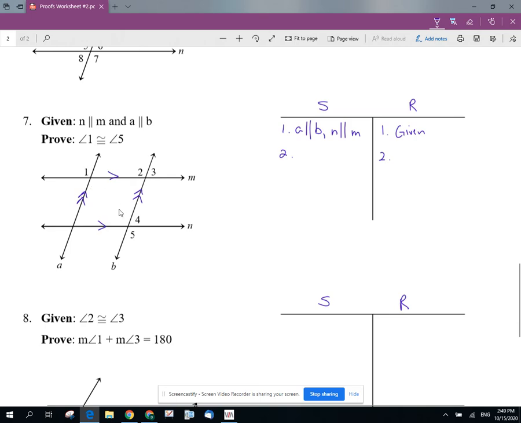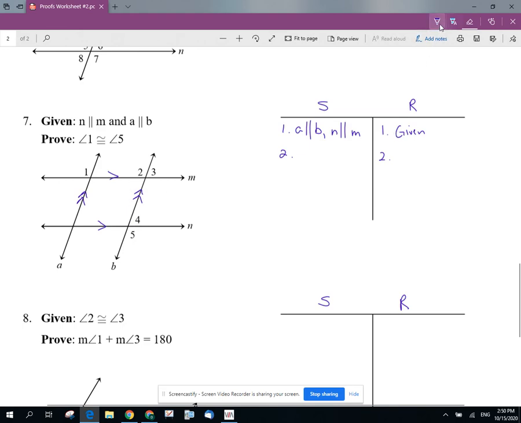Looking at 1 and 5, those are not classified as anything. They are not alternate exterior. They are not same side exterior. You can't jump from one intersection to another intersection, right? That's too far of a jump. To say it differently, this angle right here is not a corresponding angle with angle 1. Yes, they're both in the upper left, but they're not formed together by parallel lines and a transversal. 1 and 2 are corresponding angles.